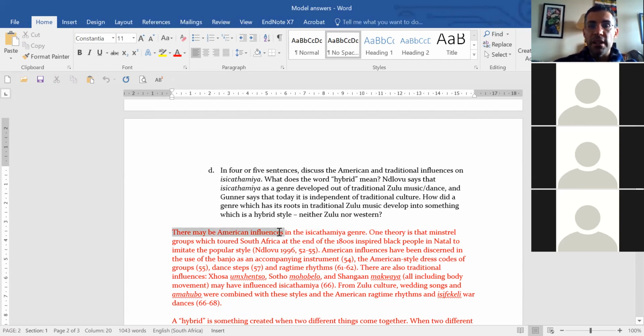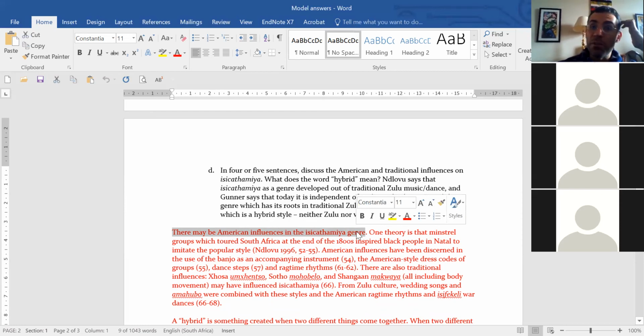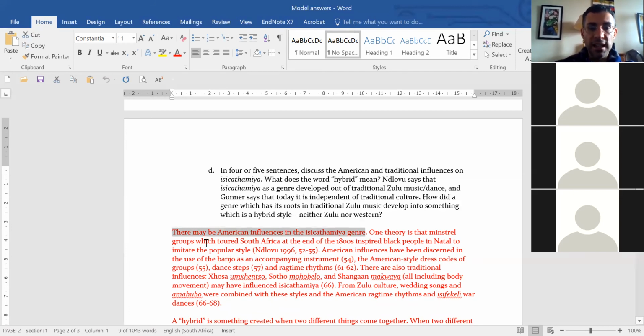There may be American influences in the isicathamiya genre. If you read both of those articles carefully, you will see that they are not exactly sure if they are American influences, but they think that there are American influences. Do you see that I said here, there may be American influences? I didn't say there are American influences. I say there may be, or I could have said there are probably American influences. Do you see the differences there?